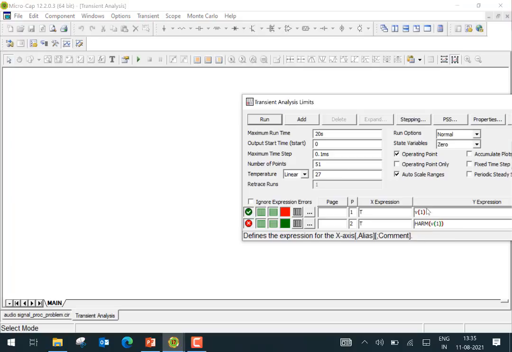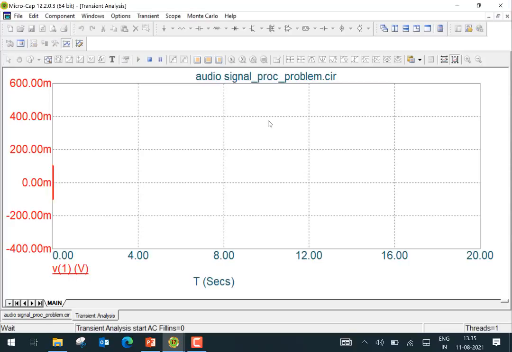We are looking at V1 here, and the harmonics present in V1, we'll not bother about that. I'm simulating for 20 seconds with a maximum time step of 0.1 millisecond, auto scale, so let's run the simulation and see the waveform. It will take some time because I'm running it for 20 seconds and there are lots of high frequency components.